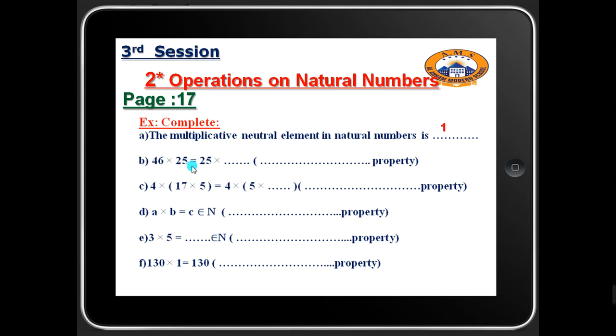Okay, another one, 46 times 25 gives me 25 times space. Here I have an equal sign and I have the same number, so cross the same number. I will cross 25 with 25, so 46 I will write here in this empty space, and I changed the order of these two numbers, so I call this the commutative property. Another one, here I have 4 times 17 times 5, equals 4 times 5 times space. Yes, cross the same numbers, cross 5 with 5, 4 with 4. What about 17? I can't write it here in this empty space, so here I put brackets.